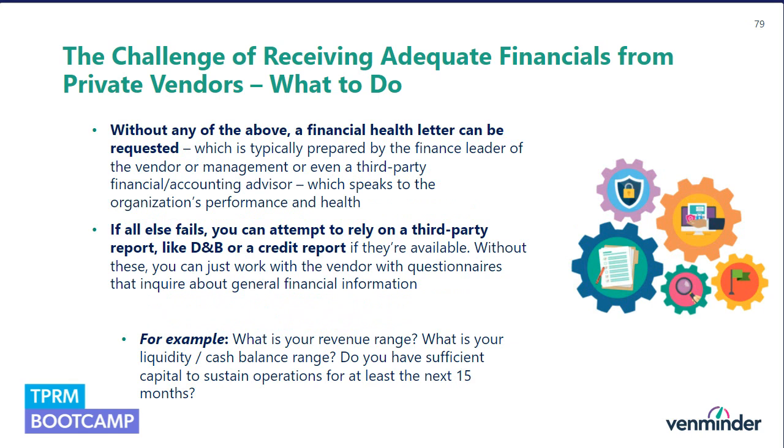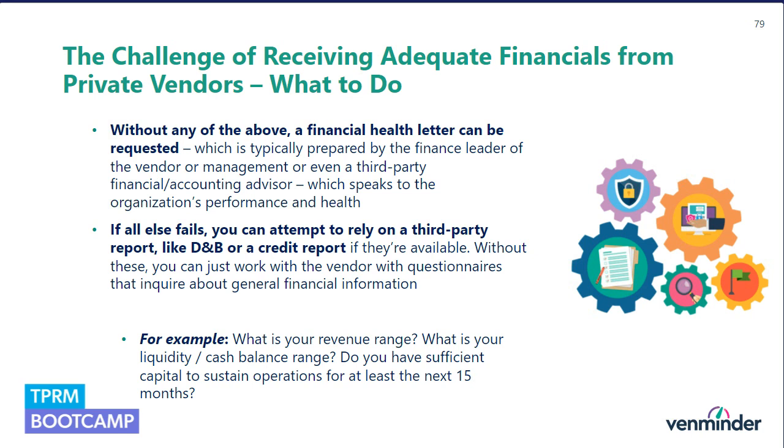In addition to those challenges and what you could do, you could always ask their chief financial officer or their head of finance or even their management team to provide you a financial health letter, which speaks to certain qualitative and quantitative information that we've discussed earlier in the presentation. And even if that fails, you can always rely on a third-party report, like a credit report from Dun & Bradstreet or CreditSafe or Argos, if they're available on these private vendors.